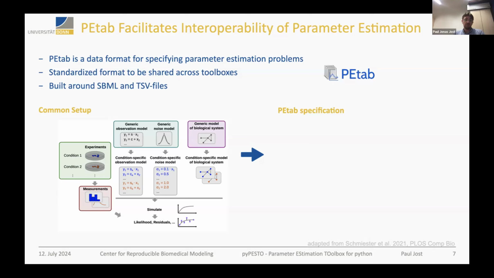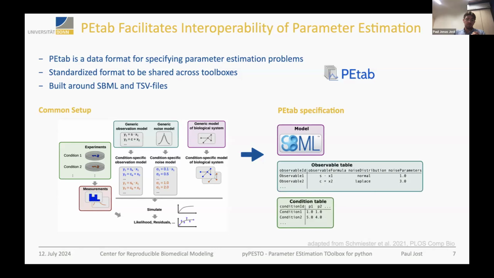It is built around SBML and tab-separated files. How does this look like? We think of the most common setup we can imagine in a parameter estimation. So first, we already talked about a generic model. This is encoded in an SBML model. We also talked about the observables. I also forgot the conditions, I'm sorry. We talked about the observables. You put them also in a table with the noise distribution and the noise parameter.